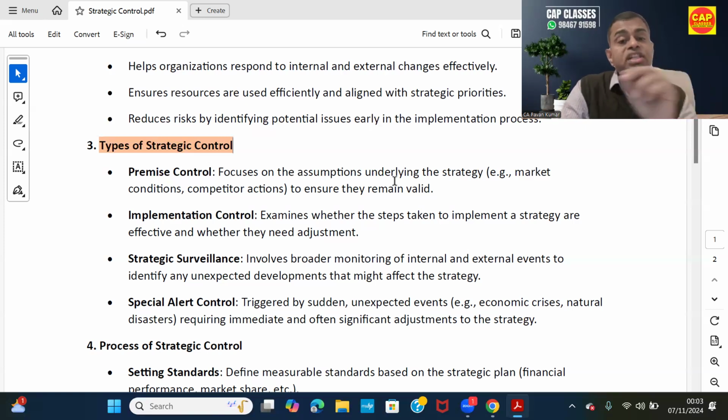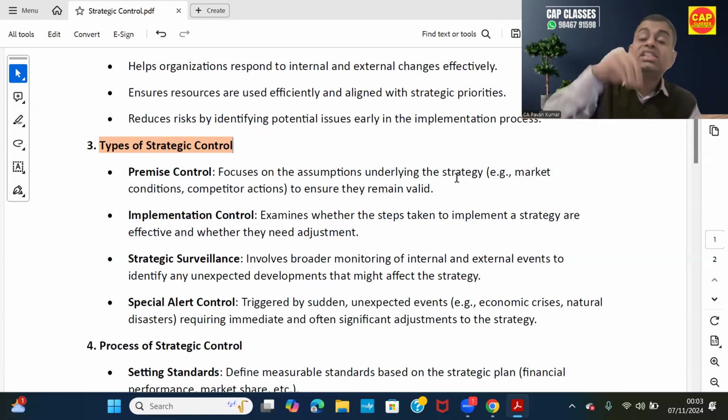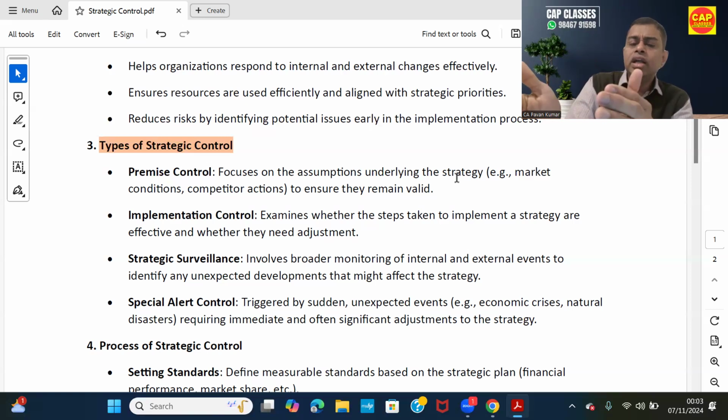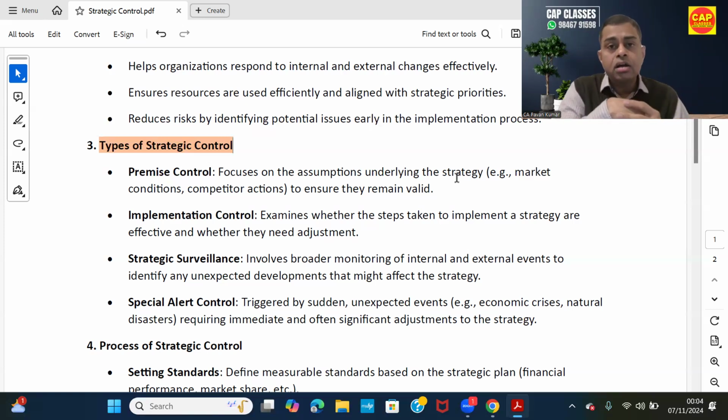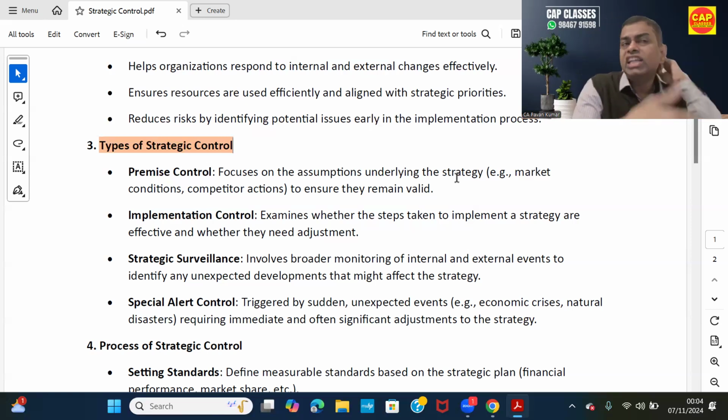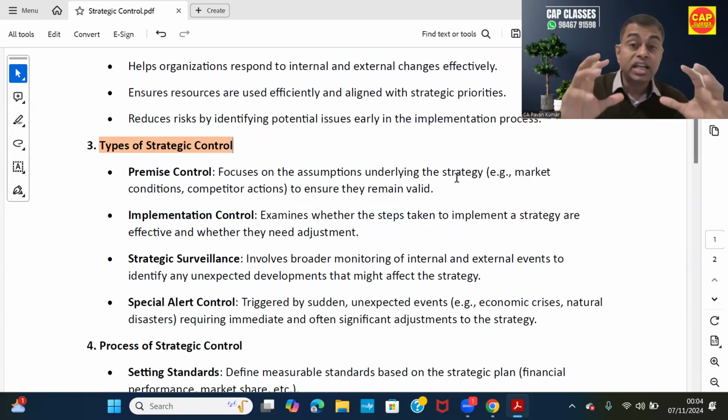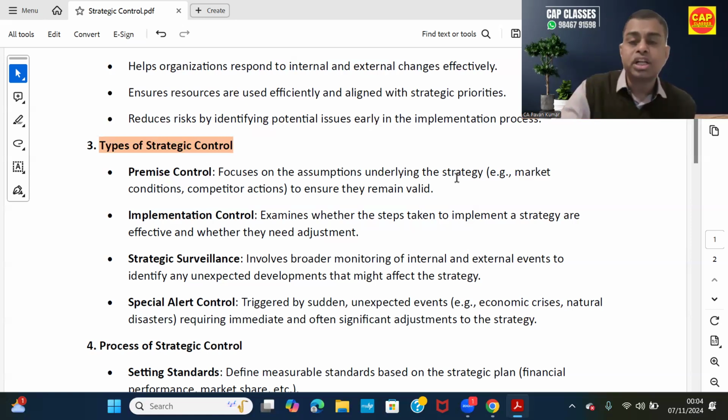It focuses on the assumptions underlying the strategy. Is this assumption still valid today? Say, for example, in a particular geography, in South Bangalore, one assumption based on the last 4 or 5 years of data. Just for example, I'm telling you, this is not reality, this is not based on any research, just for the sake of a classroom example. In South Bangalore, people eat pizzas more than burgers. So the number of pizzas sold is more than the number of burgers sold. This is what the data could be, or this is what the assumption is.